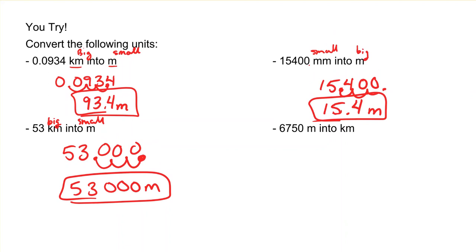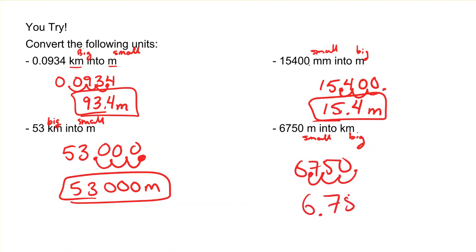And then last is the exact opposite. 6,750 meters into kilometers. This is a small unit. A meter is smaller than a big kilometer. So it's the opposite, and it's the same number of decimal places. So we're going to move the decimal place 3 times. 6750, 1, 2, 3. So 6.75, and I'll say 0, sure, kilometers.